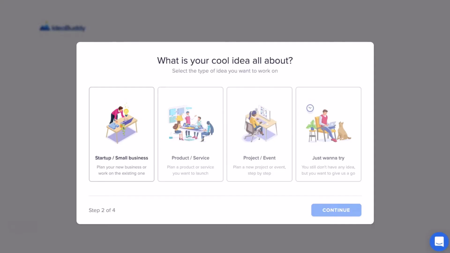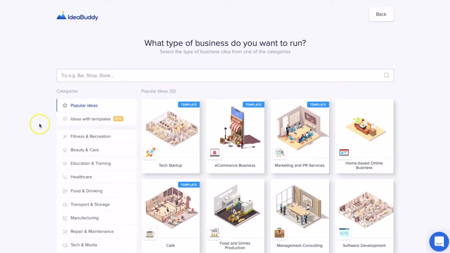So whatever business idea you select, whether it's a startup, a product or service, whether you're planning a project or event, or you just want to play around with IdeaBuddy, and you can always come back and change this later, but choosing one helps you connect to the part of IdeaBuddy that will guide you specifically through what you're dreaming of.